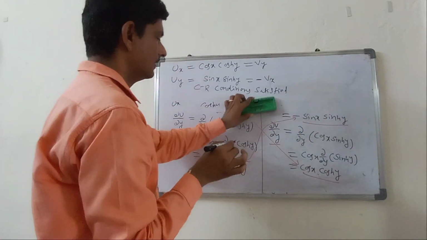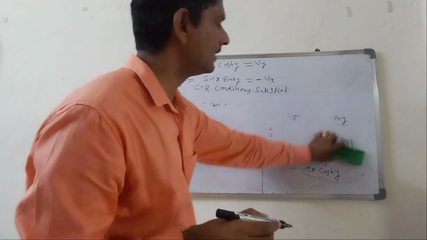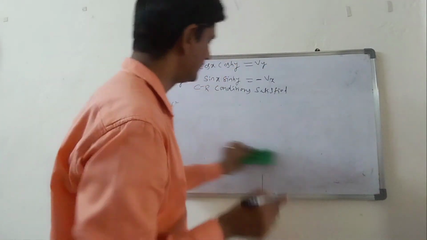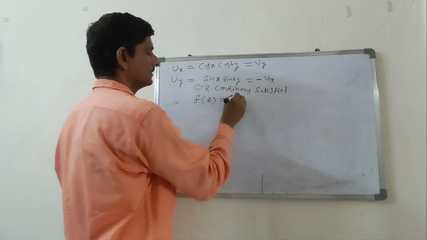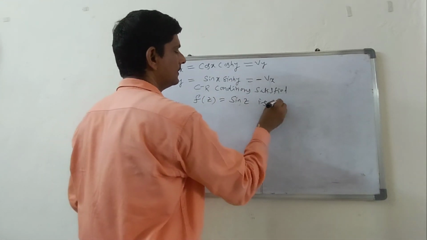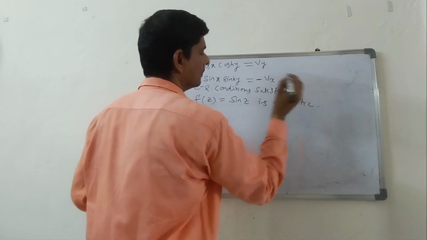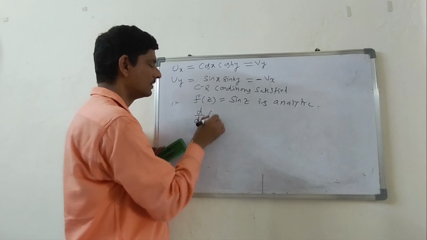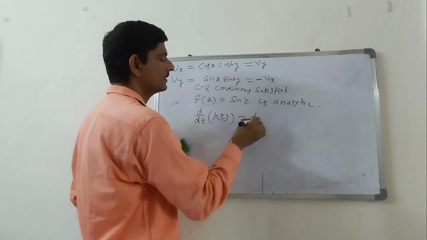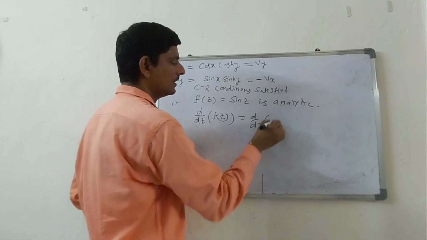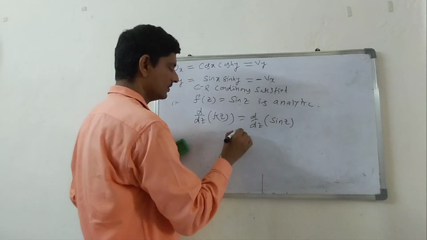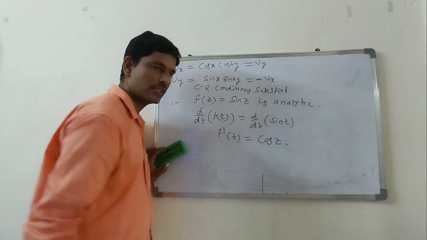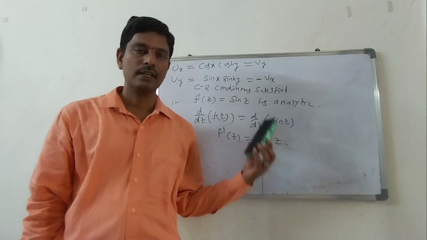That implies f of z is equal to sin z is an analytic function. The extension question is, if it is analytic, find the derivative also. So you have to do the differentiation with respect to z on both sides. So d by dz of f of z is equal to d by dz of sin z. That is f dash z is equal to cos z, since sin z differentiation is cos z.